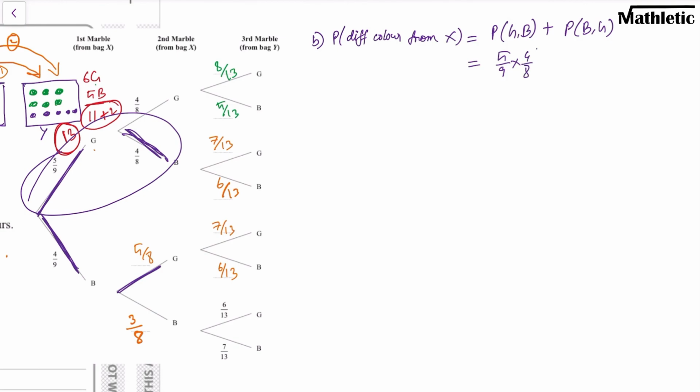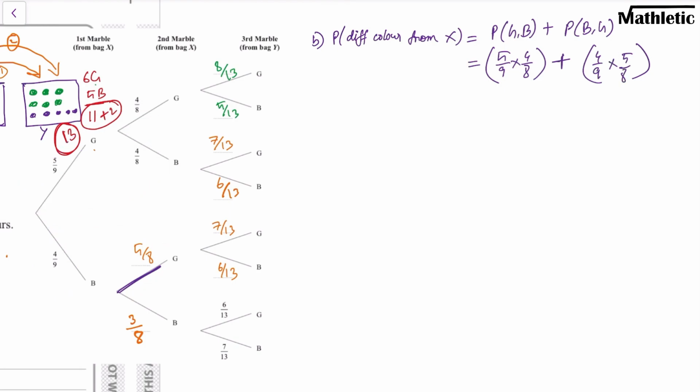5 by 9, 4 by 8. And for the second branch, it's 4 by 9 into 5 by 8. So the answer is 5 by 9.